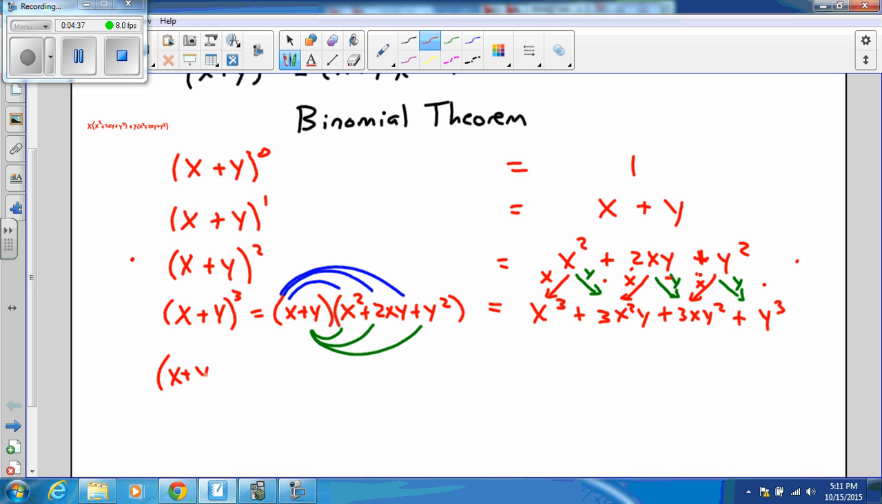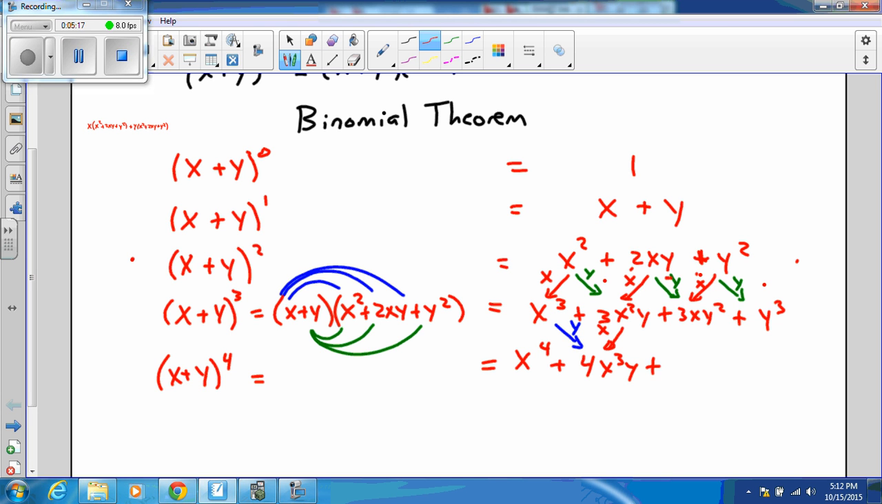And now we want to consider how the next row would go, which is x plus y to the 4th. Using that same idea of multiplying each term by x and multiplying each term by y and adding those together, I can see that my first term is going to be x to the 4th plus. And here we're going to multiply this term by x, giving us 3x cubed y. And we're going to multiply this term by y, giving us x cubed y. And 3x cubed y plus x cubed y is 4x cubed y.